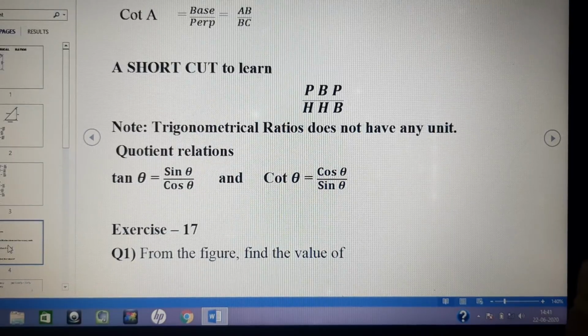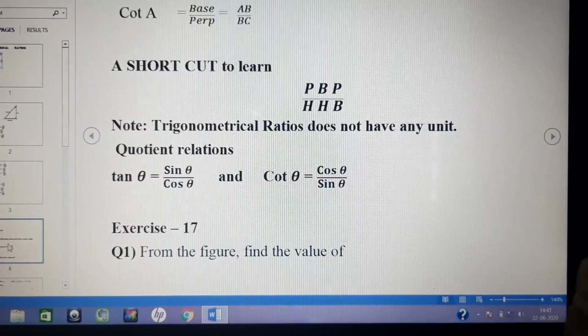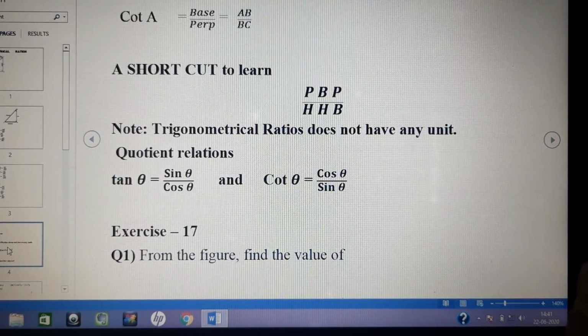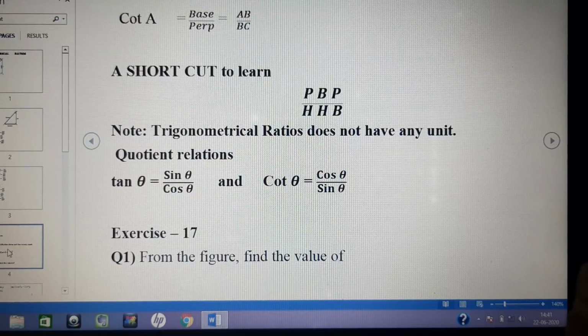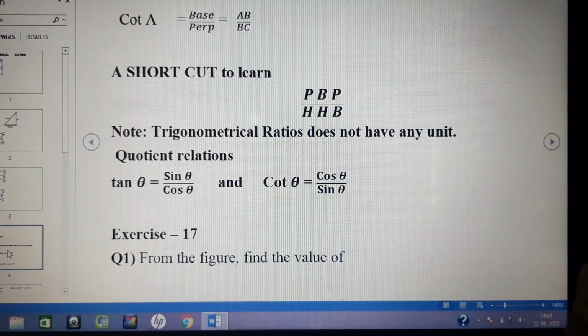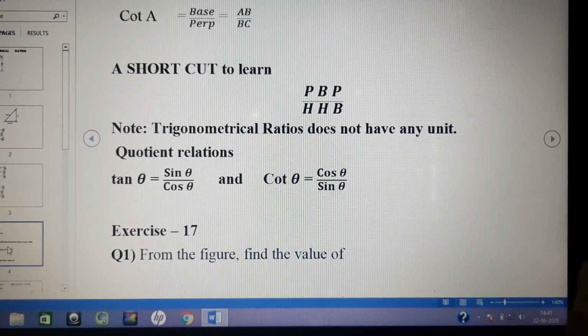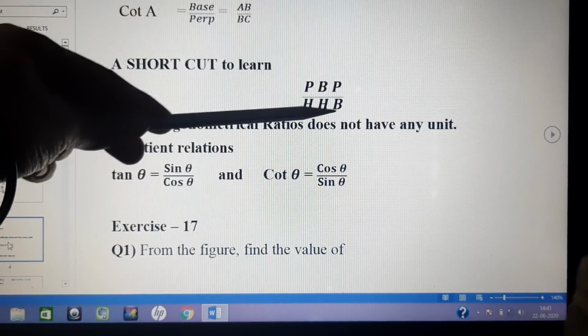It is written as PBP HHB. You can formulate, you can decode it as per your wish, but what I use is this: Pandit Badri Prasad Har Har Bhole. Clear? Pandit Badri Prasad Har Har Bhole.